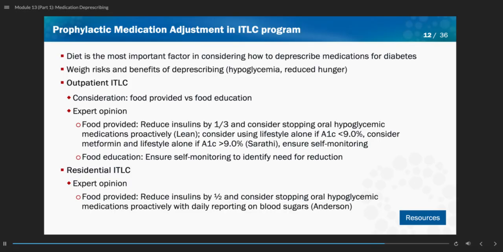When it comes to residential intensive therapeutic lifestyle change programs, where all food is provided and patients are living on site and can be monitored closely, it may be best to reduce insulin by about 50% as soon as patients start the program on day 1. It is also important to consider stopping all oral hypoglycemic medications and following blood sugars daily. We will discuss this more in part 2.